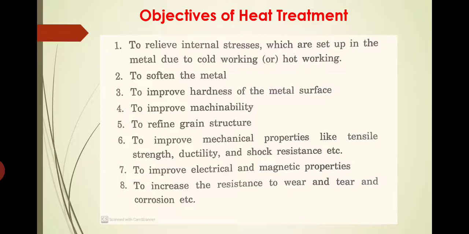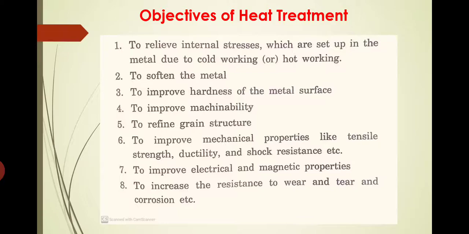If the working temperature is less than the recrystallization temperature of a particular material, then we call that process cold working. If the temperature is more than the recrystallization temperature, so that recrystallization takes place within the metal, then we call it hot working. So during cold working there is no recrystallization.